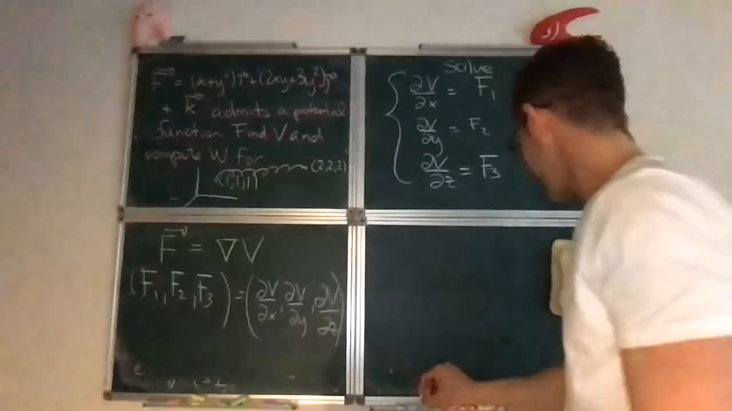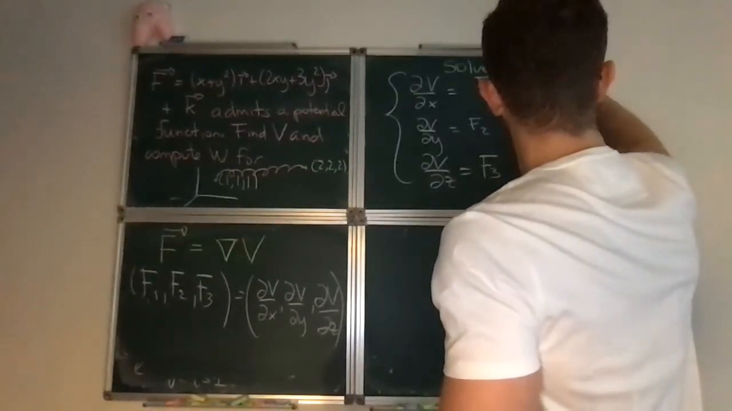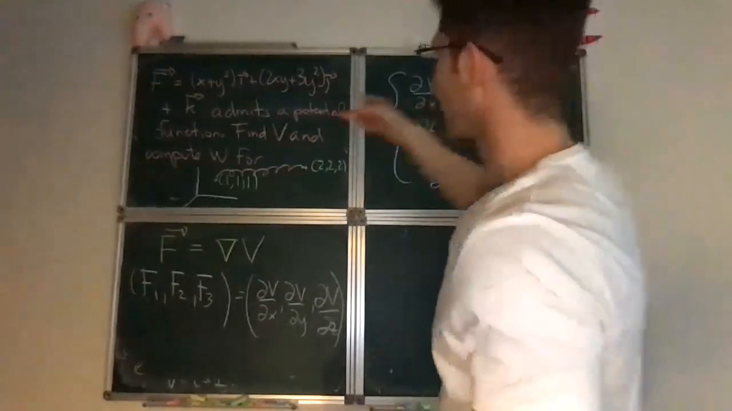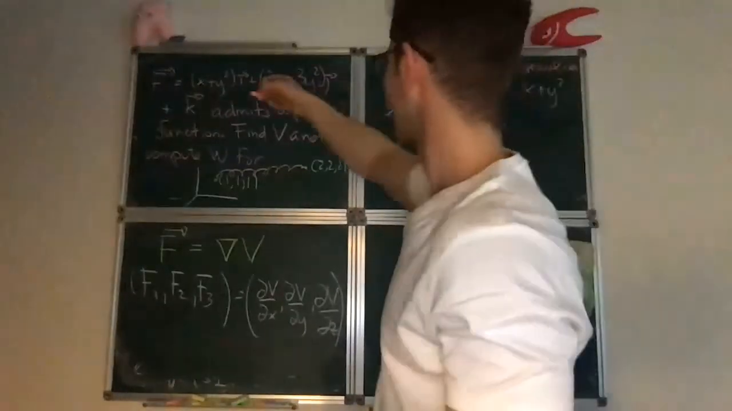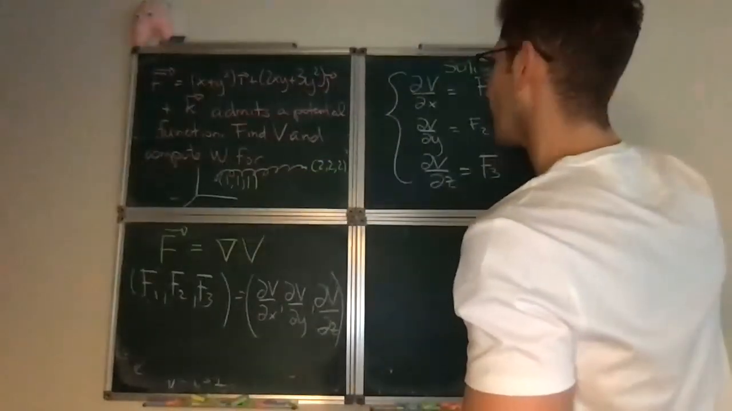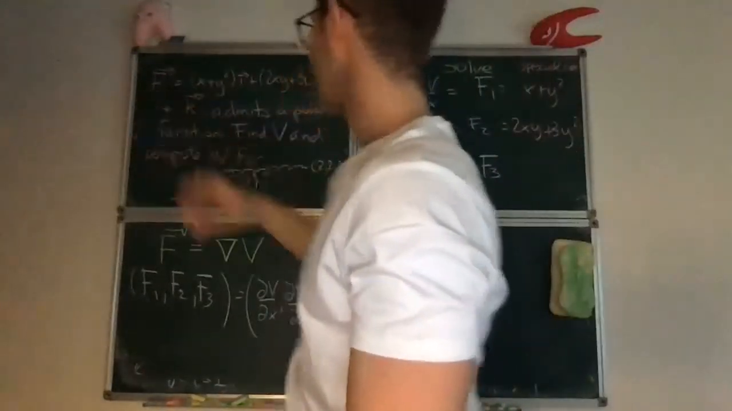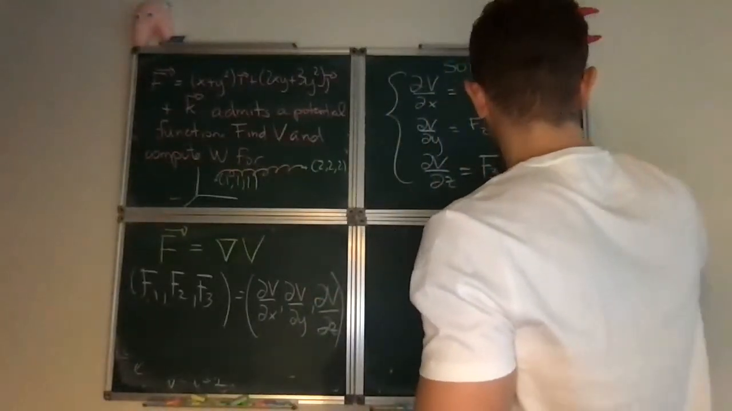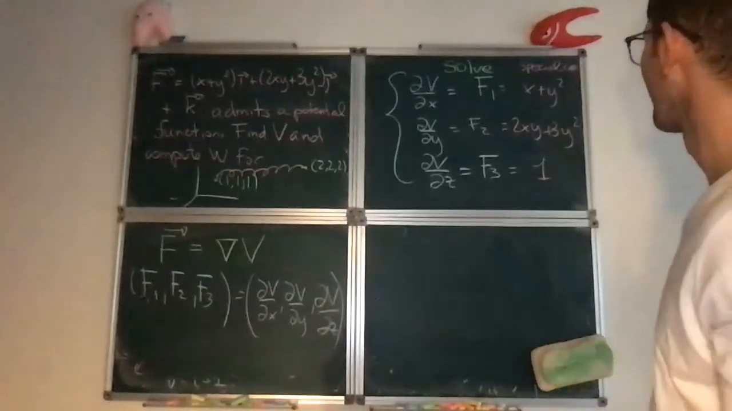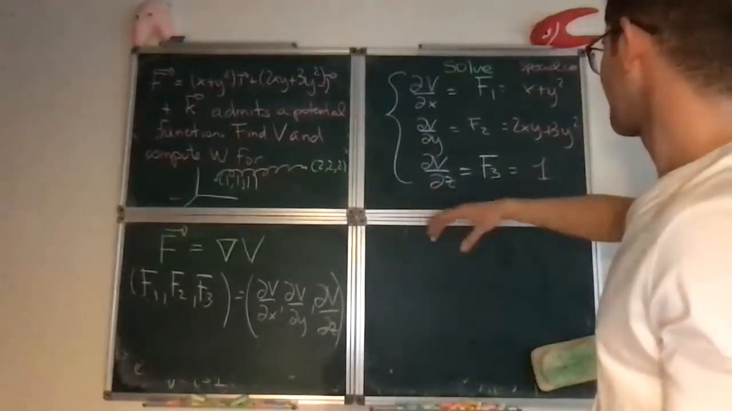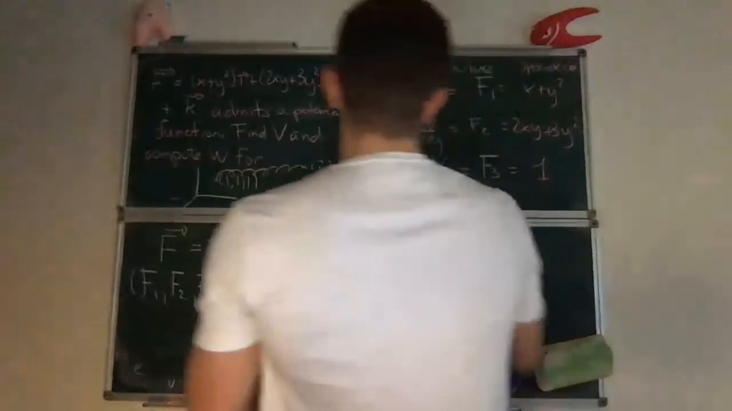In our particular case, in this special case, F1 happens to be x plus y squared. F2 happens to be 2xy plus 3y squared. And F3 happens to be 1, because that's what is multiplying the third component K. Okay, so that gives you a system of equations that you need to solve in order to find V.